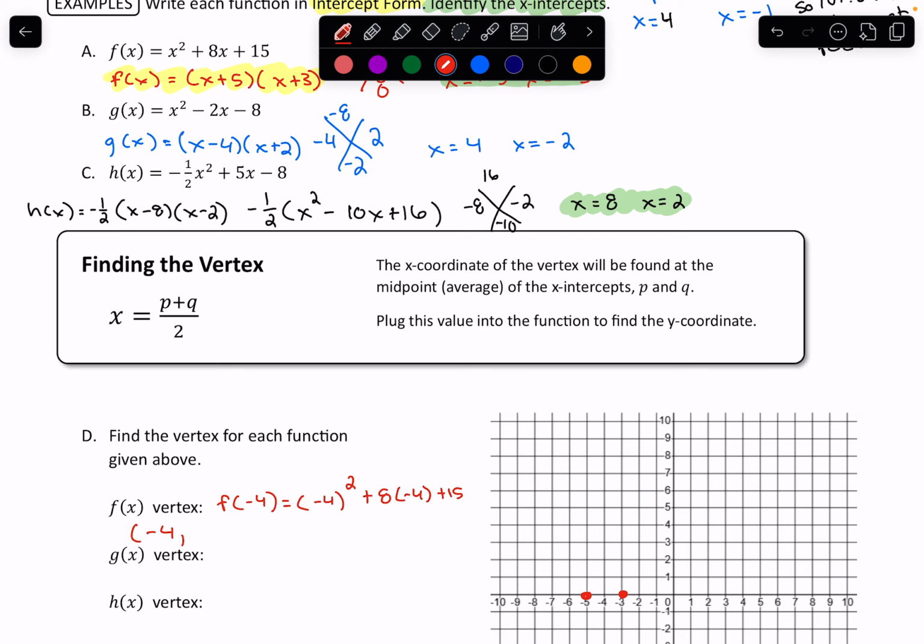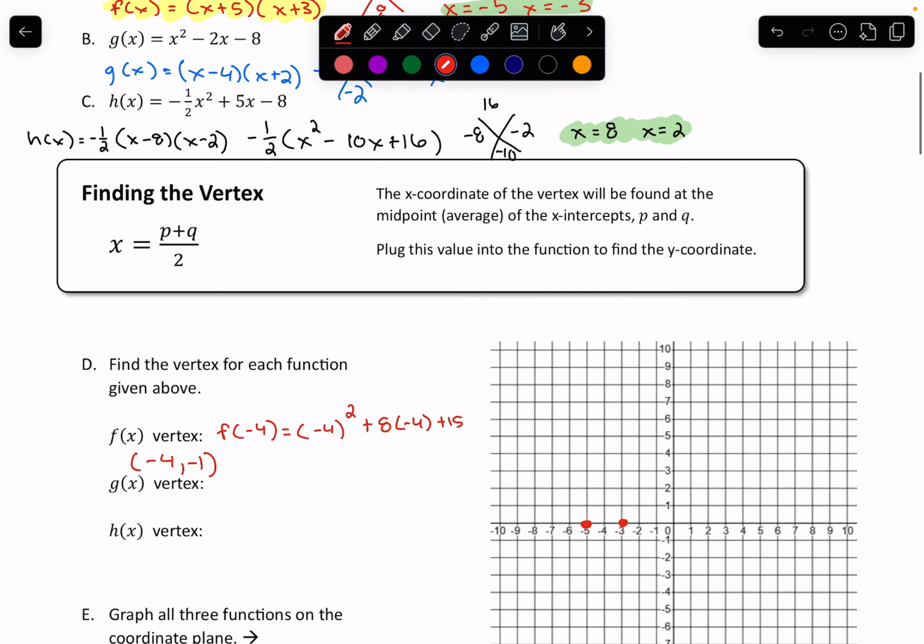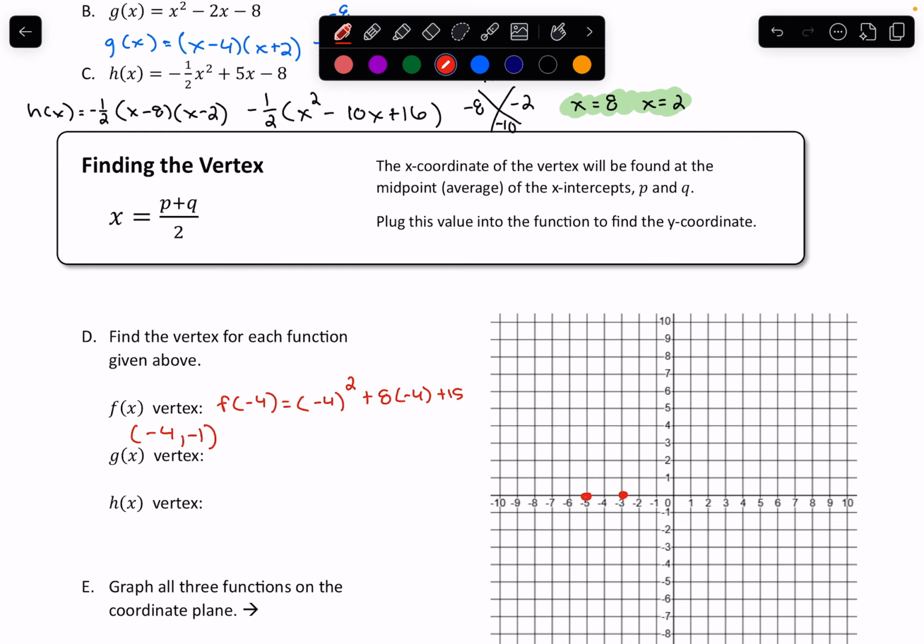I hit enter on my calculator, and I get the answer -1. So that means my vertex, I know it's in the middle, but now I also know it's going to be down to -1. So my parabola is going to go up to the right, and it's going to go up to the left through those 2 points.